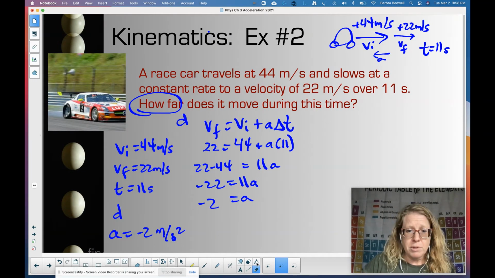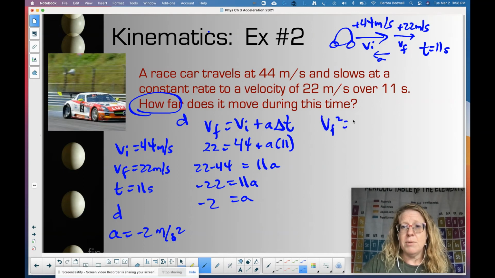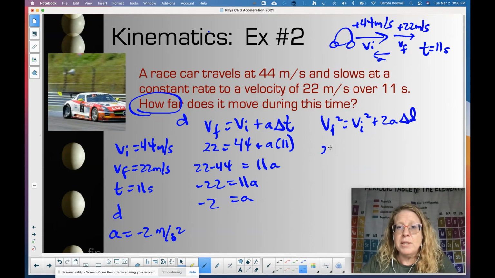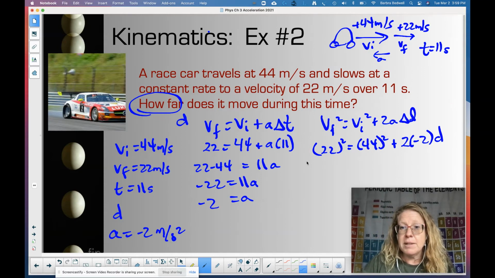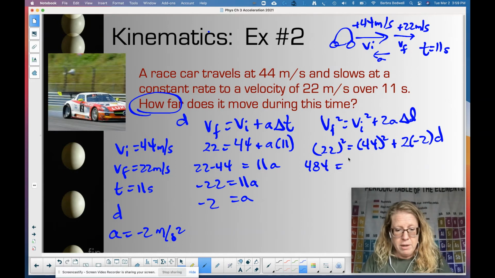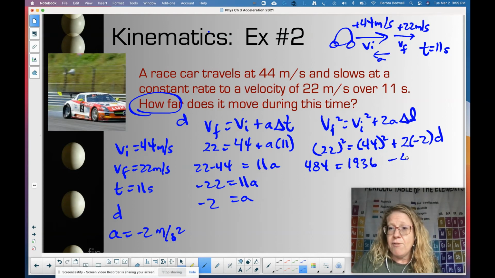So VF squared equals VI squared plus 2A delta D. I know my VF is 22, and my VI is 44, squared. Again, I'm looking over here at my list of variables. This is more useful than you may want to think it is. 2 times my acceleration, which is negative 2, times delta d, or my change in displacement. So now I can start doing a little bit of math. 22 squared is 484. 44 squared is 1936, and this becomes negative 4 times d. Not minus 4, but 2 times negative 2 is negative 4.